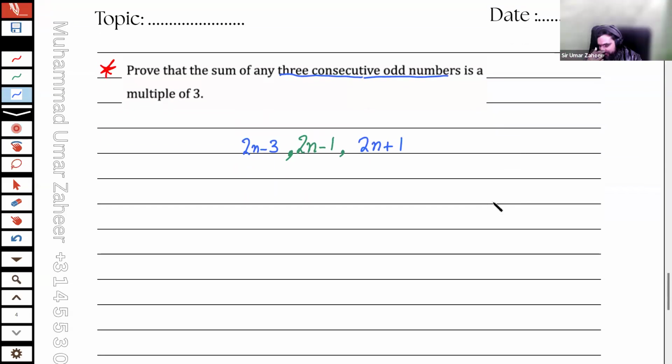Look here, we need to find the odd number. I just wrote this one in general. For example, if I substitute n is equal to 3, 2 times 3 is 6, 6 minus 1 will be 5. So which is the previous odd number?